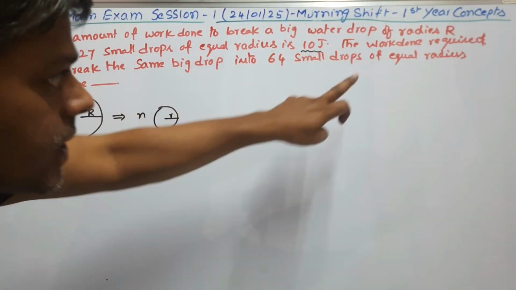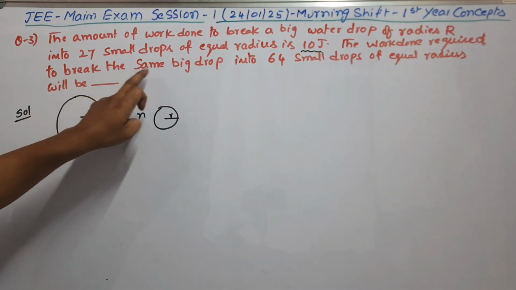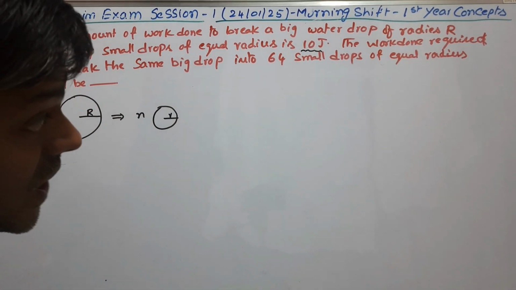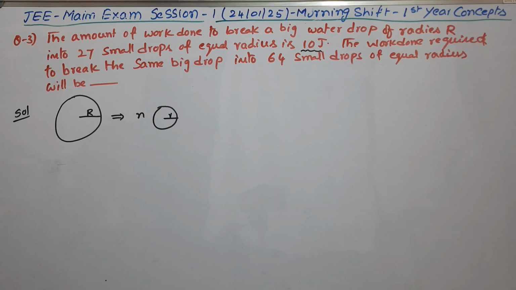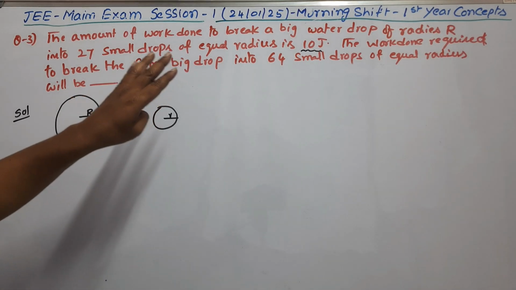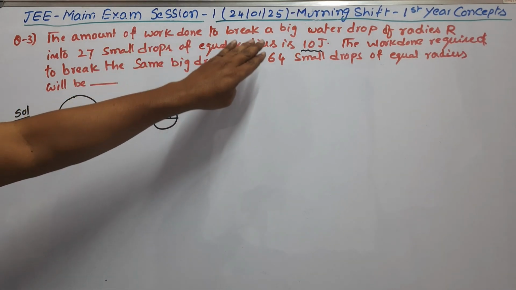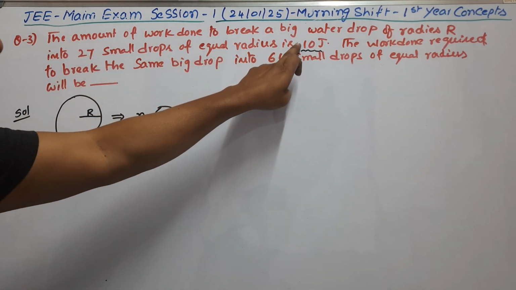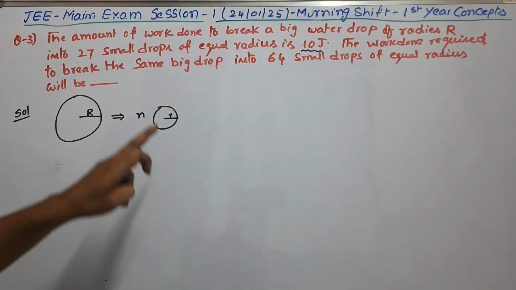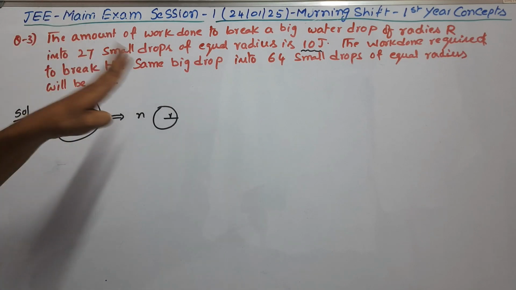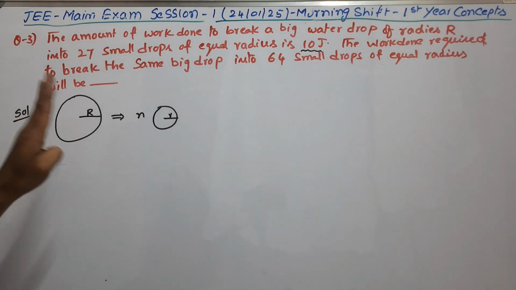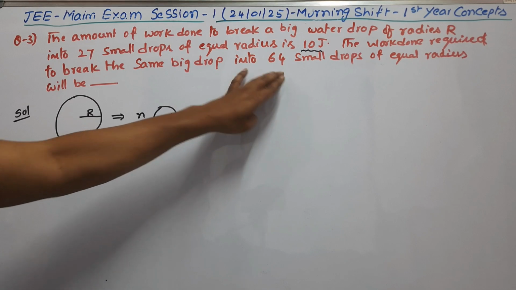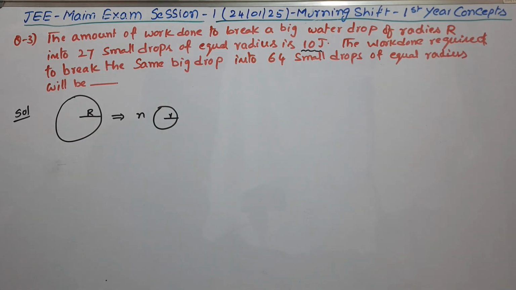Now the work done required to break the same big drop into 64 small water drops of equal radius will be? For breaking a big water drop into 27 small droplets, you spend 10 joules of work. Now you break the same big water drop into 64 small water droplets. What amount of work is required? This is what is being asked.